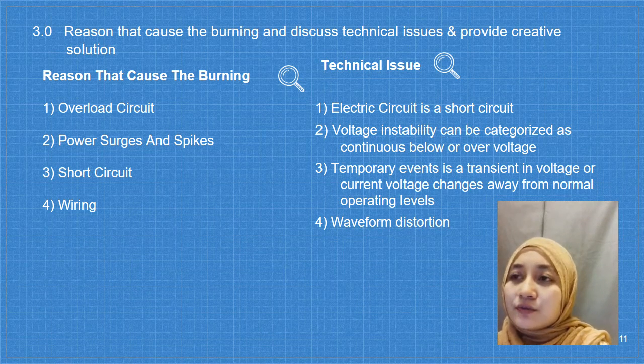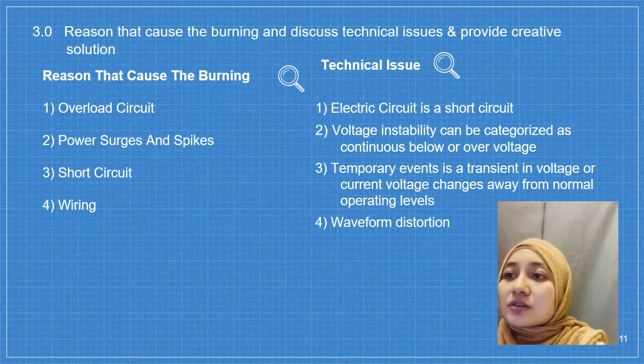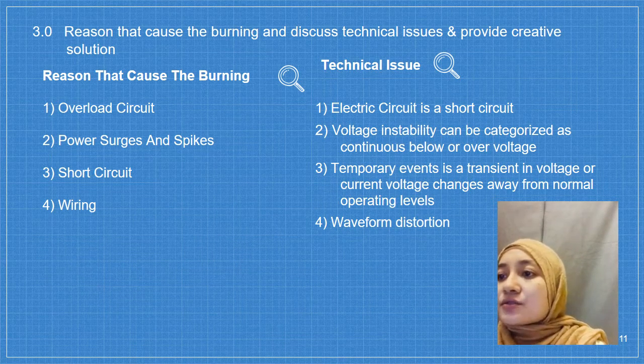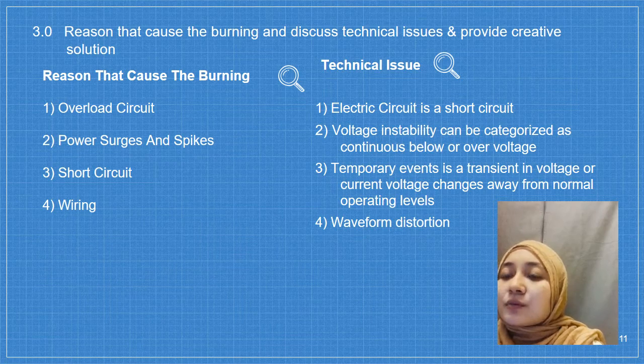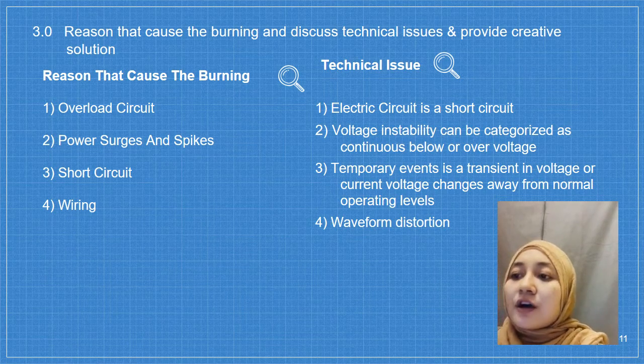Okay, technical issues. First, an electric circuit can have a short circuit. Voltage instability can be categorized as continuous value or over voltage. A temporary event is a transient in voltage or current just away from the normal operating level and lasts with waveform distortion.